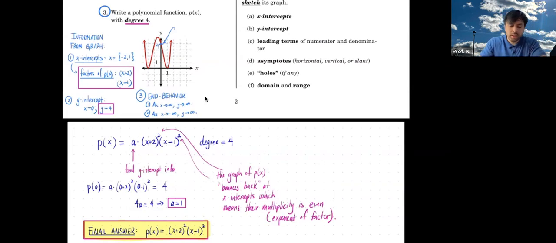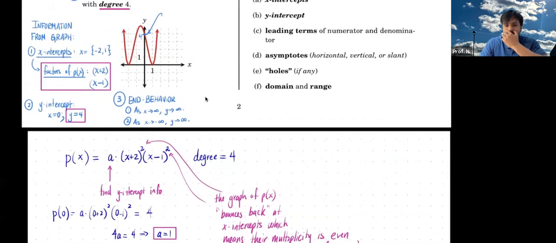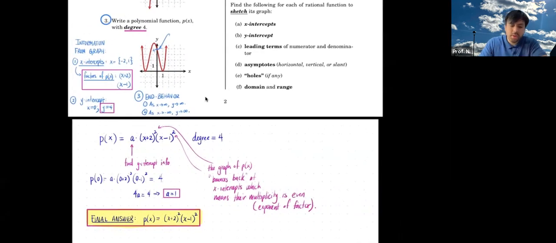And if you want, you can check it for yourself. You can graph this, and if it looks just like this, going through these points here, exactly like we've done, like we see it here, then it's the correct answer. All right, so that's number 3. If there's no other questions for this, we can go on to the next one.